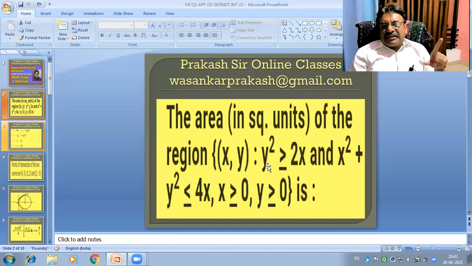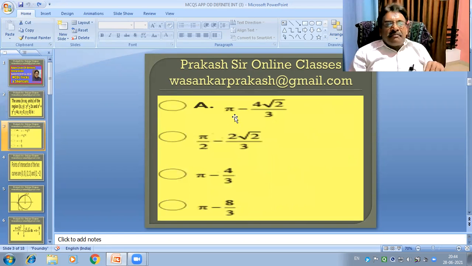Here the equations of the curves are y square greater than or equals to 2x and x square plus y square less than or equals to 4x, with x greater than or equals to 0, y greater than or equals to 0. Option A is pi minus 4 root 2 by 3 square units, option B is pi by 2 minus 2 root 2 upon 3, option C is pi minus 4 by 3, option D is pi minus 8 by 3.